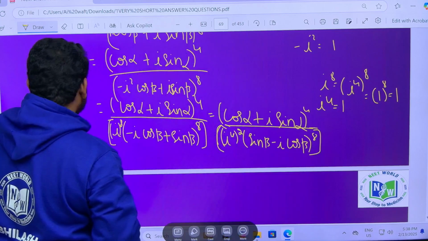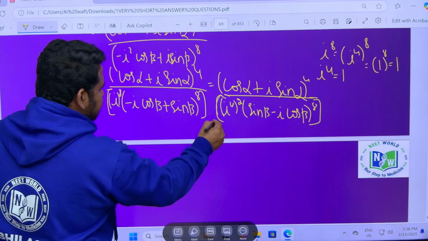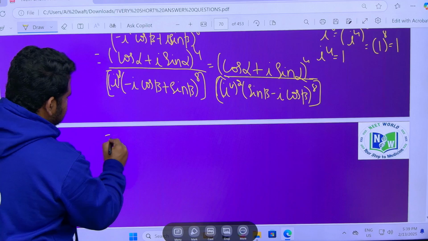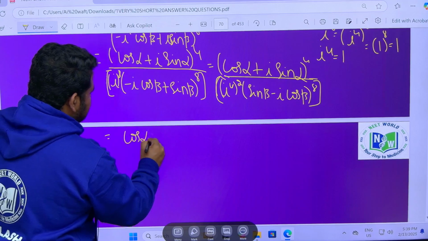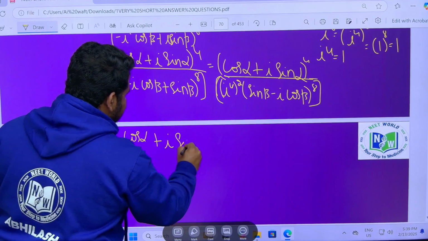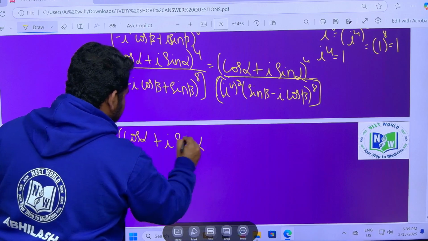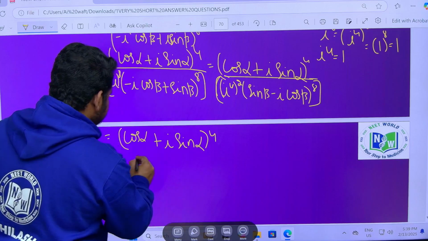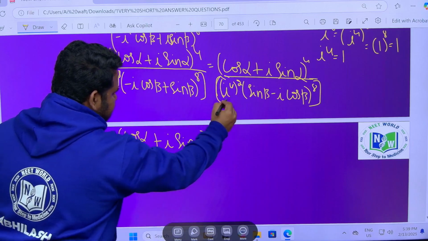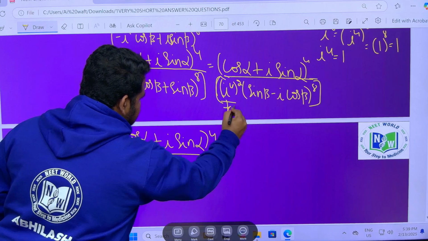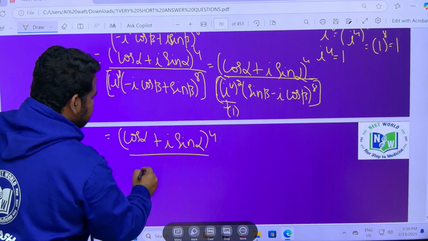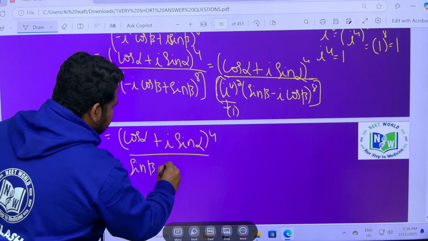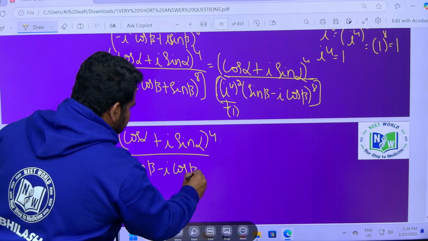Now this will become what, friends? I to the power of 4 is 1. So this will become, friends, cos alpha plus I sin alpha to the power of 4 divided by I to the power of 4, which is 1 to the power of 2. So this divided by this value will become equal to 1. I'm writing it here. So the denominator will become sin beta minus I cos beta to the power of 8.